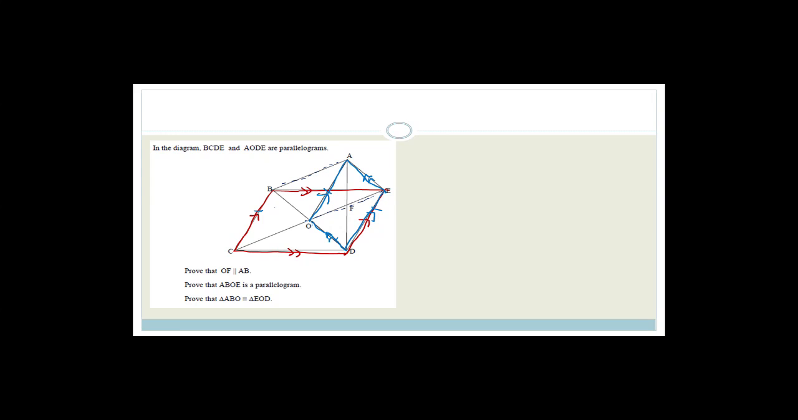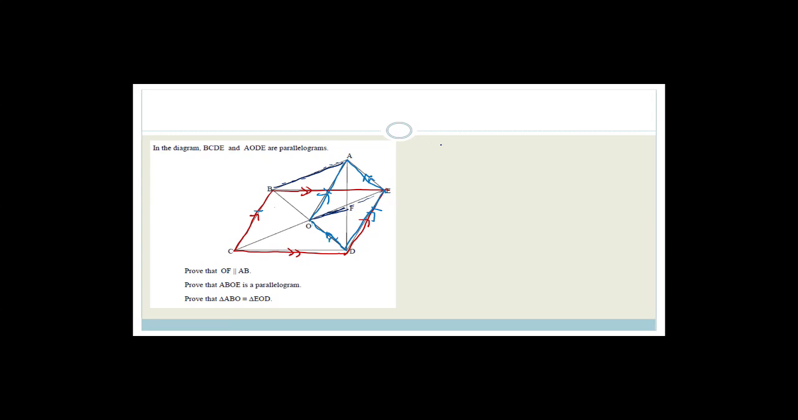So you want to prove that OF is parallel to AB. One way to do this is to look at the fact that... I'm just seeing if I can't do this another way. What are we doing? Proving that BCDE is a parallelogram and AODE is a parallelogram. We now need to prove that OF is parallel to AB.